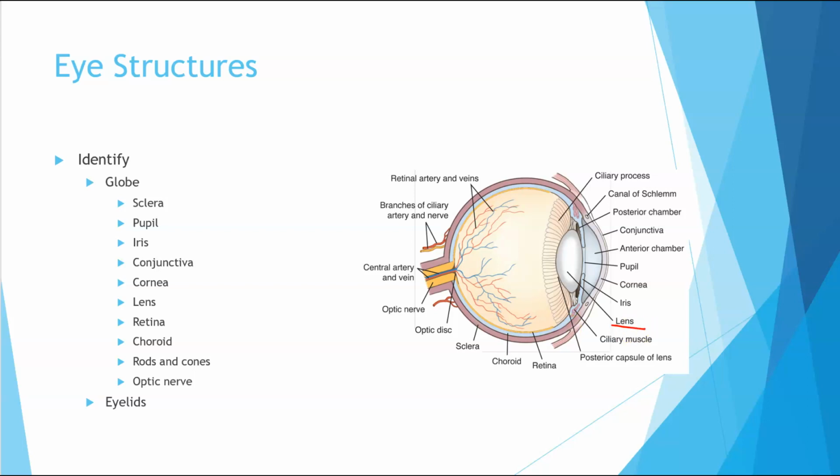The conjunctiva is normally what I talk about as the white part of the eye. You might have heard the term conjunctivitis or pink eye. Pink eye is basically inflammation of the conjunctiva. That's why it's called conjunctivitis, and it usually gives the eye a pinkish coloring.